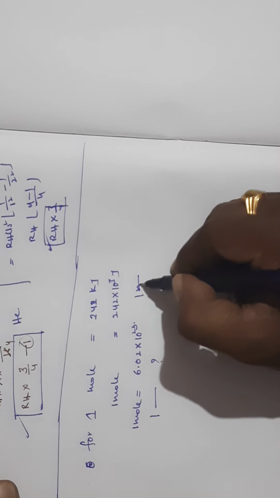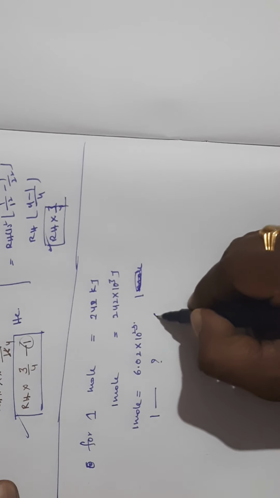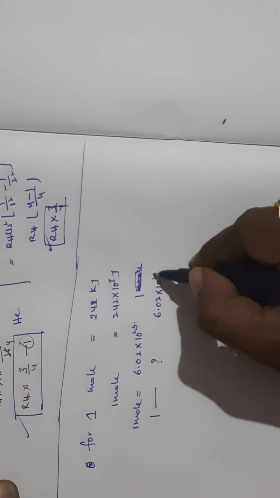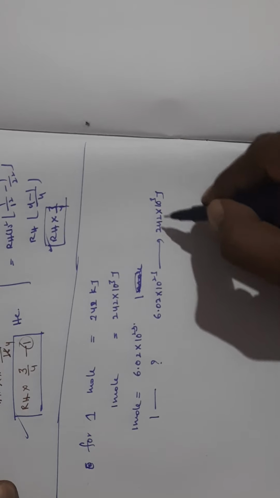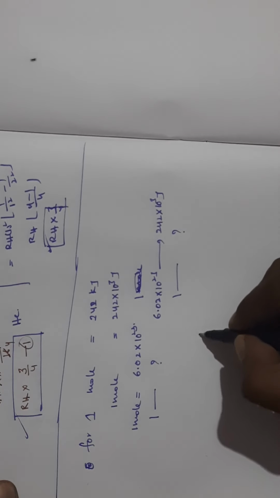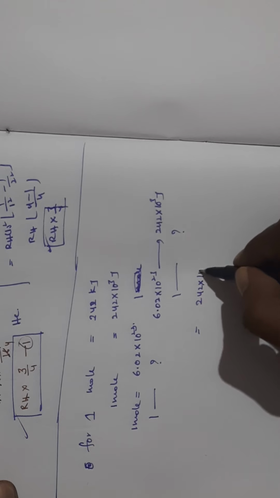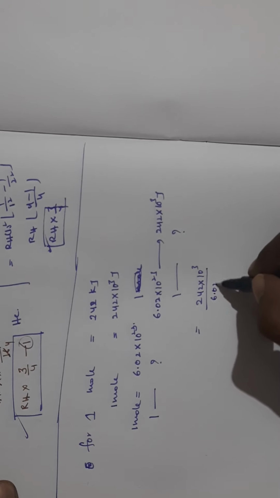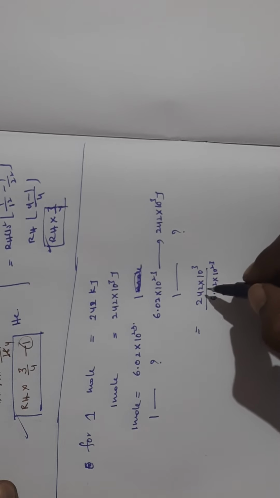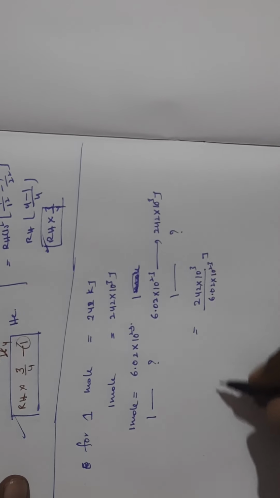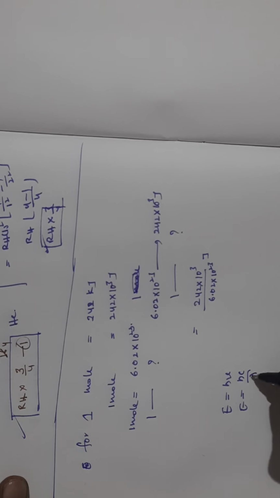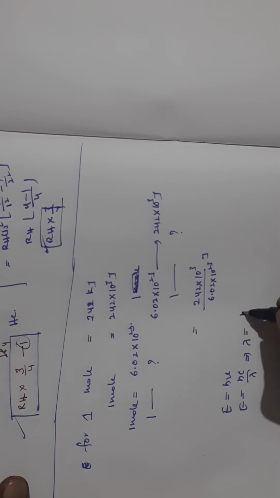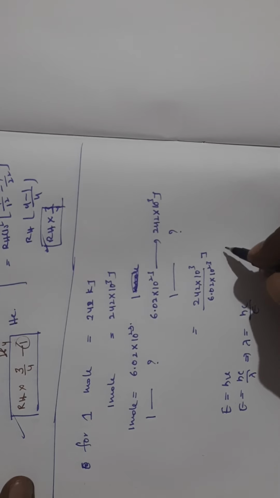So for 6.02 into 10 to the power of 23 molecules, 242 into 10 to the power of 3 joule is there. For 1 molecule how much? So that is 242 into 10 to the power of 3 upon 6.02 into 10 to the power of 23 joules. We know that E is equal to h nu is a formula. So E is equal to hc by lambda. They are expecting lambda from you. So lambda is equal to hc by E.